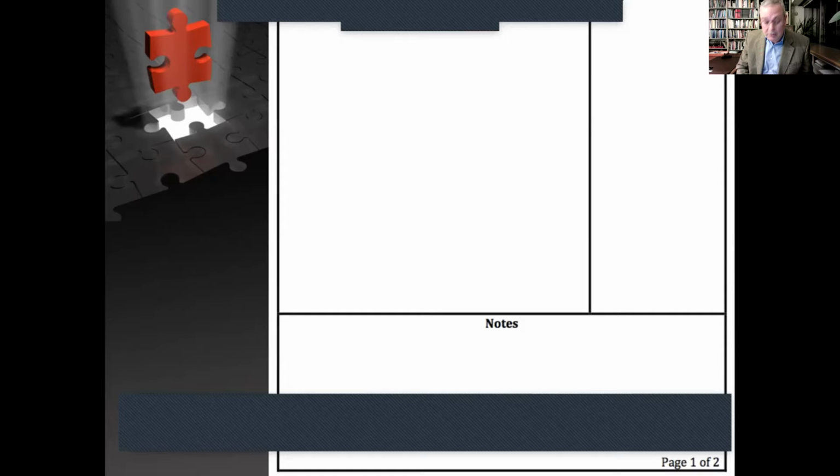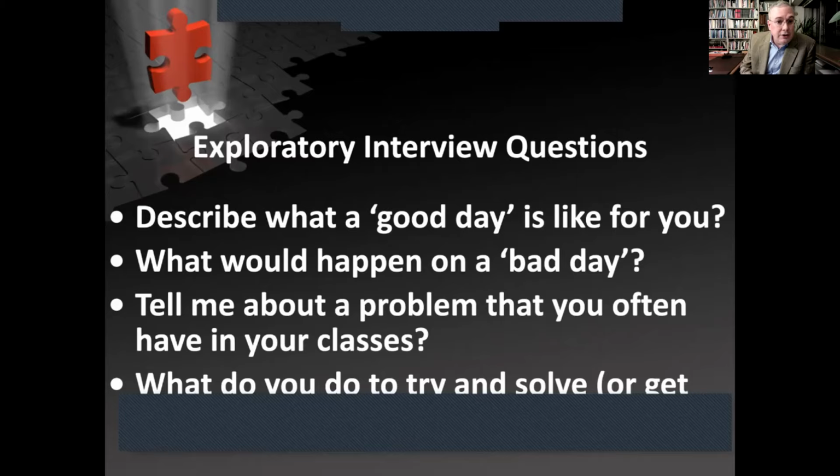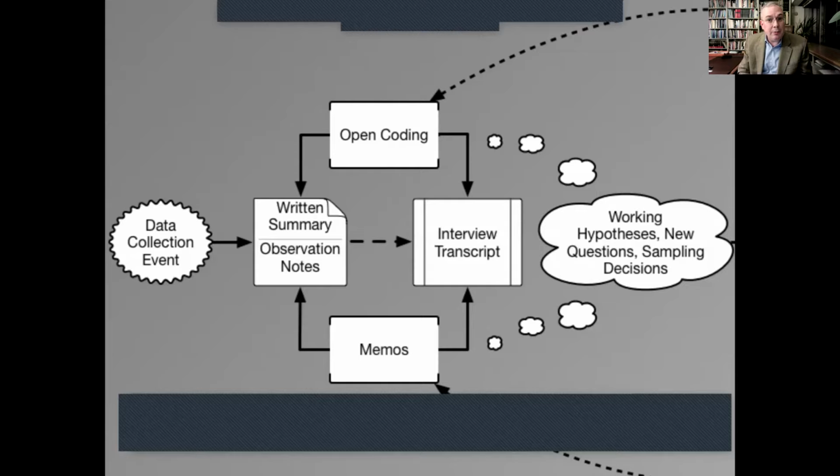Now, when you're conducting an interview, you'll want to ask things in the beginning for the exploration, like to tell them what a good day is like, or what things are like when you're having a bad day. What's a problem that you're often having, say, for example, in your classes? And what do you do to try to get around and solve this? See, this is getting back to that pragmatic theory of dealing with issues in a social environment. Okay, so you've got this. I just wanted to put that back in your mind to see what's going on with this, right?